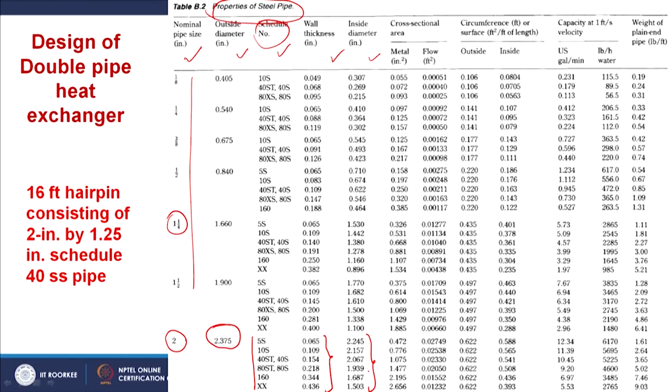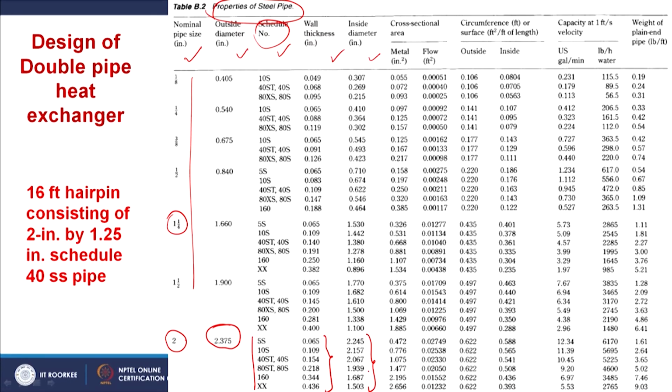So what is schedule number? Schedule number decides the thickness of a pipe. For a given OD we can have different schedule numbers, and according to the schedule number we can have different thickness of the wall of the pipe and different inner diameter of the pipe, though the outer diameter will remain the same, as you can see from this table.